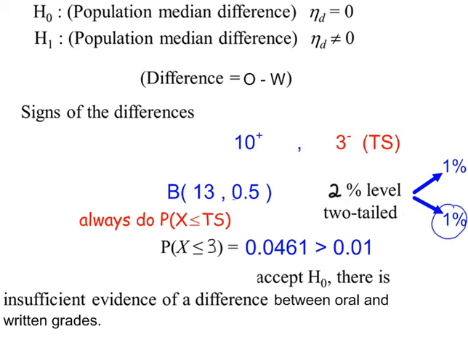So when writing your hypotheses, you can either word them like this, population median difference equals 0, or you can use this shorthand version here. And this is a Greek letter. Yeah, it's not n.